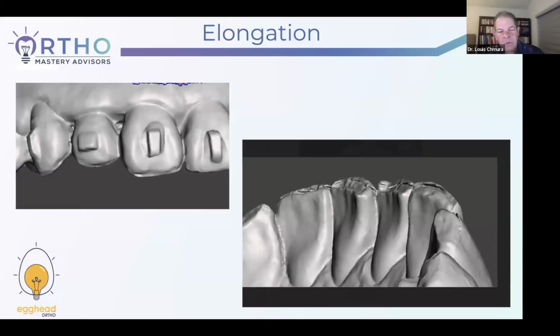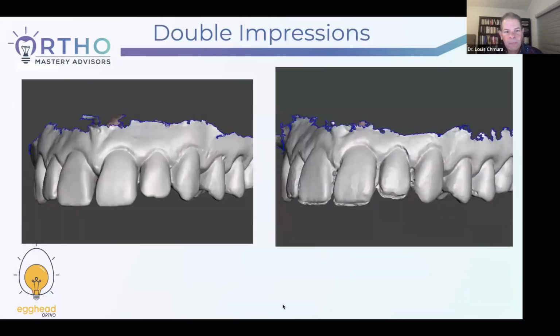When you don't go buccal to lingual and forward to back, this is what you get. Okay, you get a double image. Why? Because the computer can't reconcile those two images. Same thing on the left, it's normal. On the right, it's not.